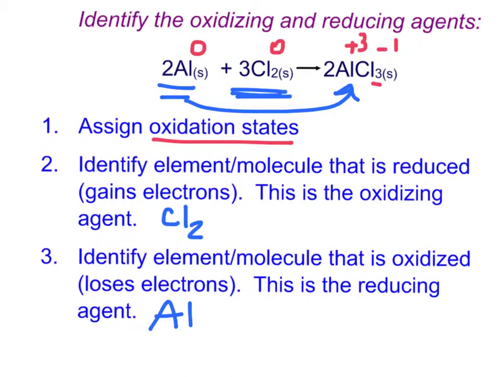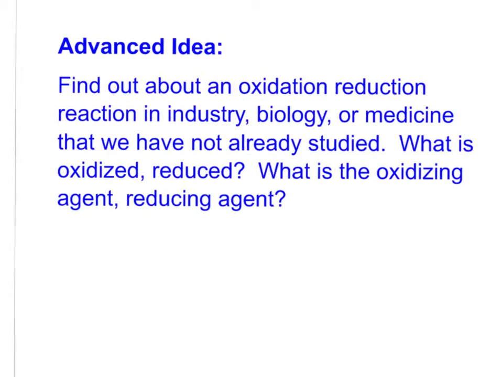If you understand first the oxidation states and then simply find what is reduced and what is oxidized, you should be able to then easily identify which one is the reducing agent and which one is the oxidizing agent. It helps to write it down sometimes and just think about what is reduced and what is oxidized. From there, you can then turn that into which one is the reducing agent and which one is the oxidizing agent. Here is an advanced idea.